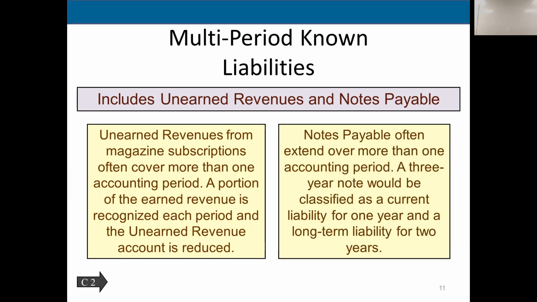Now, notes payable. Give me an example. Car payment. Well, basically, it's kind of like an IOU and you're paying on the IOU, right?